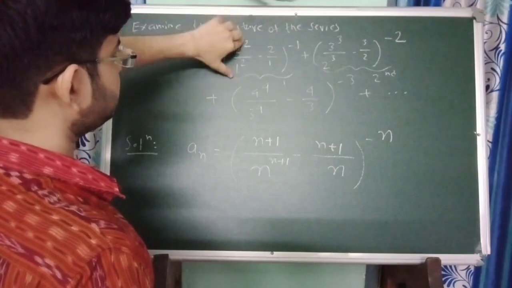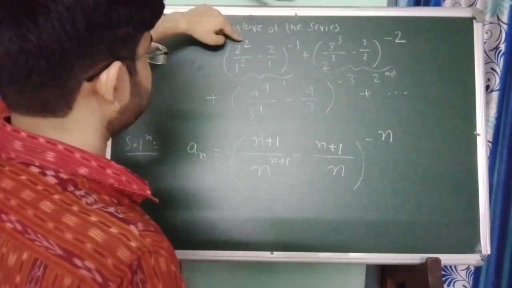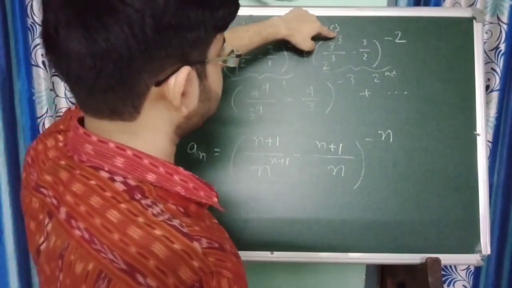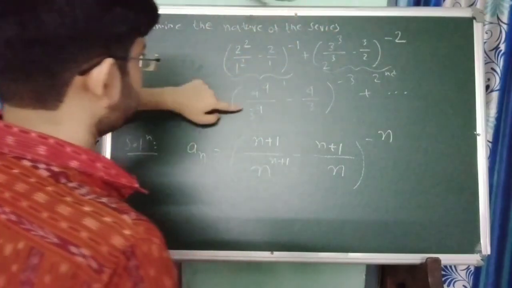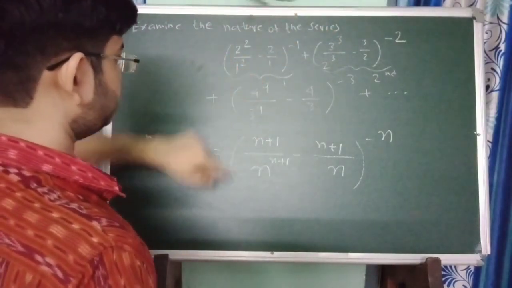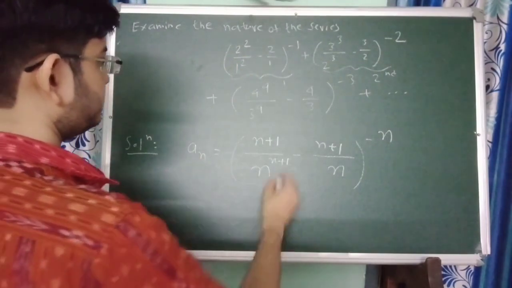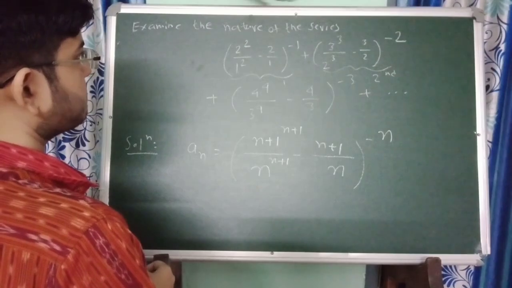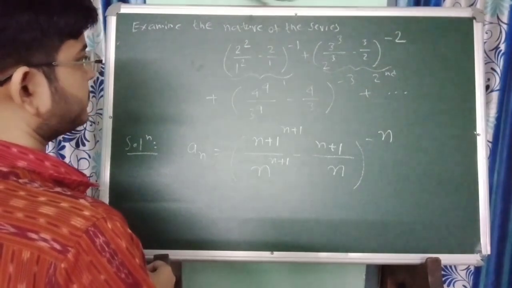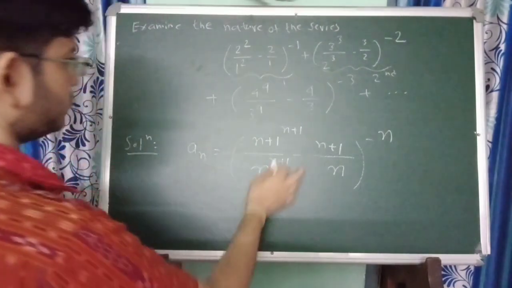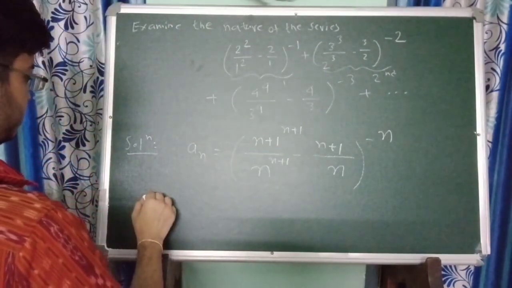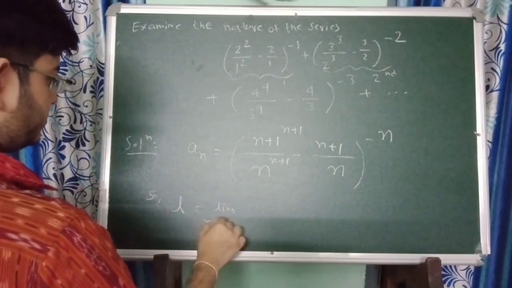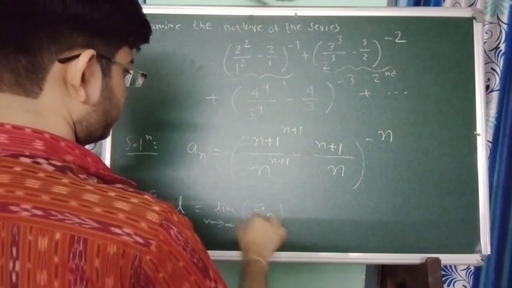The power in the first term is 2, so number of term plus 1. Second term 2 plus 1, 3; third term 3 plus 1, 4. So in case of the nth term, this is to the power n plus 1. And this is the general nth term. So now we start calculating. L equals limit n tending to infinity of a_n to the power 1 by n.